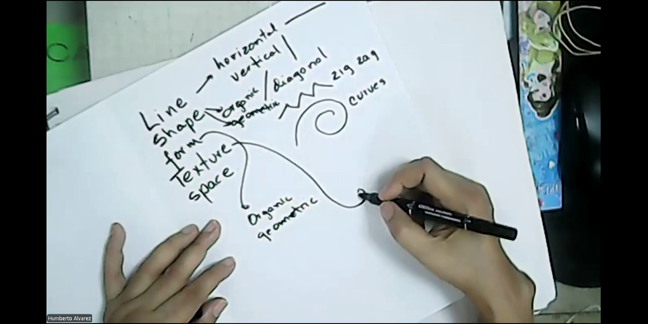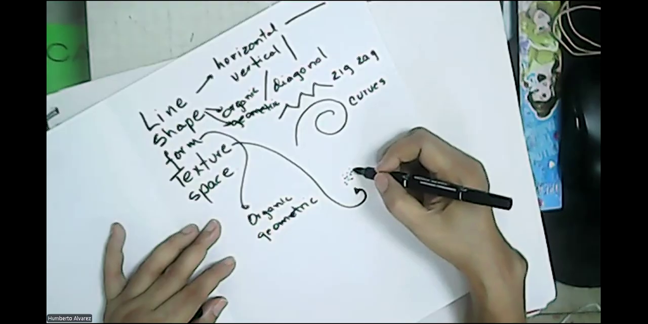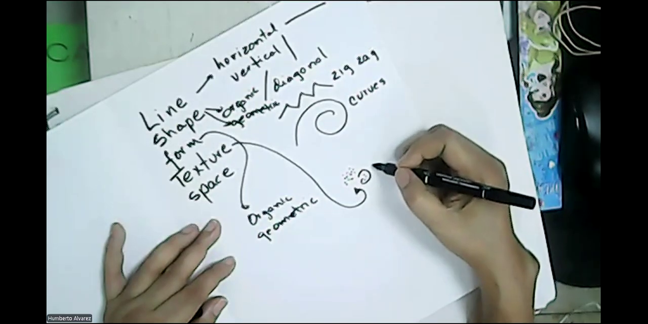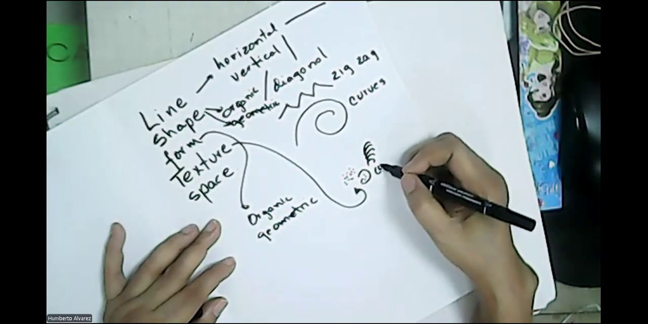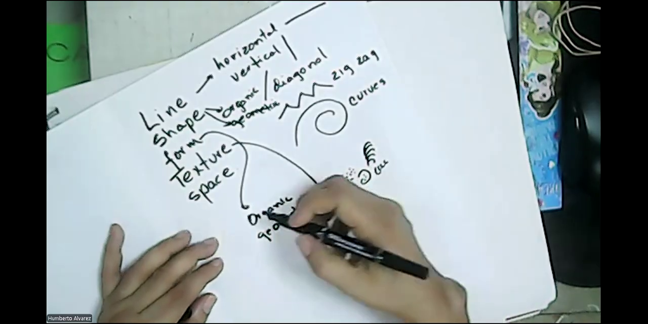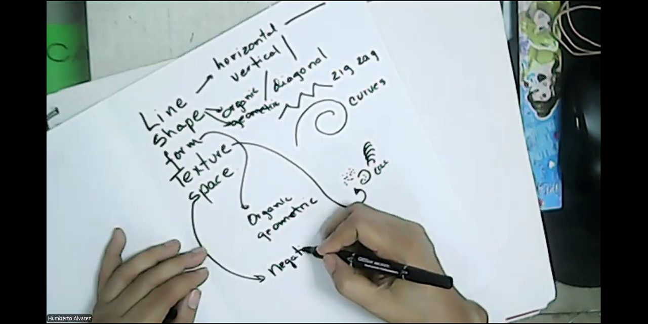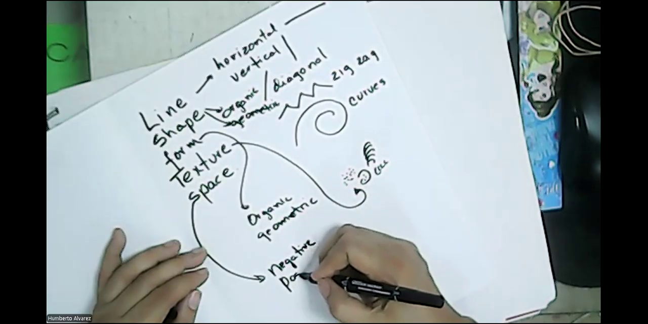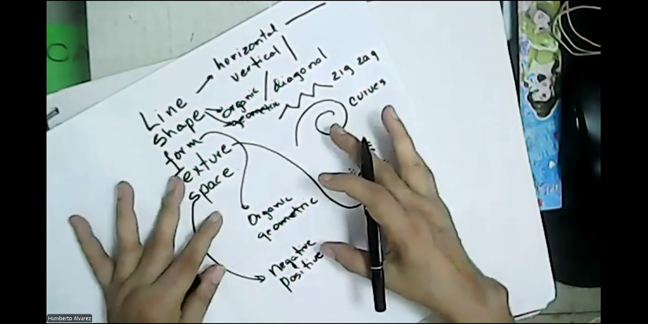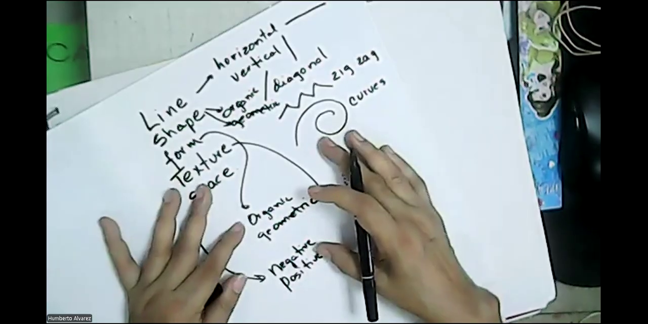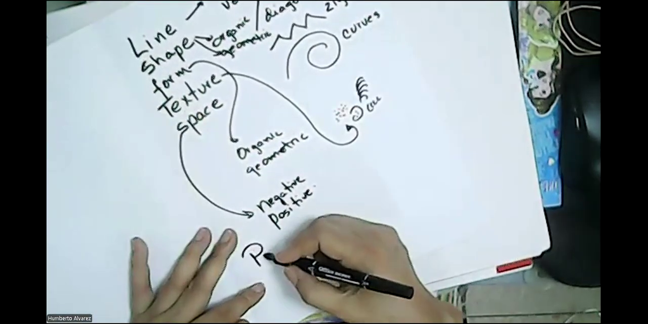Texture, also, we can have this type of texture, fantasy texture. Like this, there are many types of texture. Space, we have negative and positive. All right? Now, these are the elements of art. The way in which we arrange these elements are the principles of art.